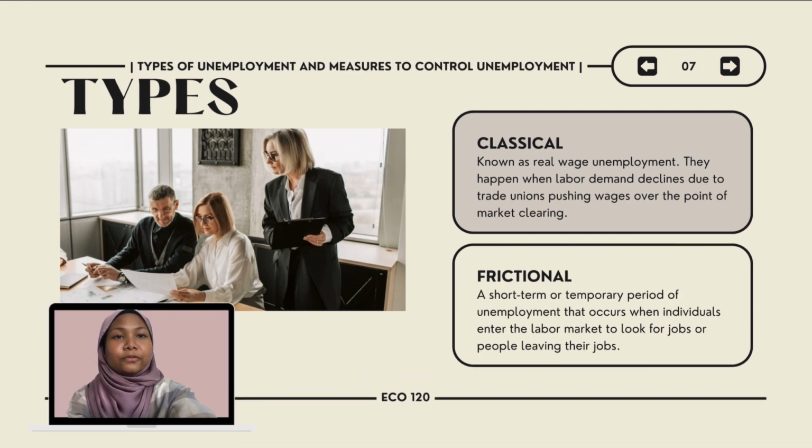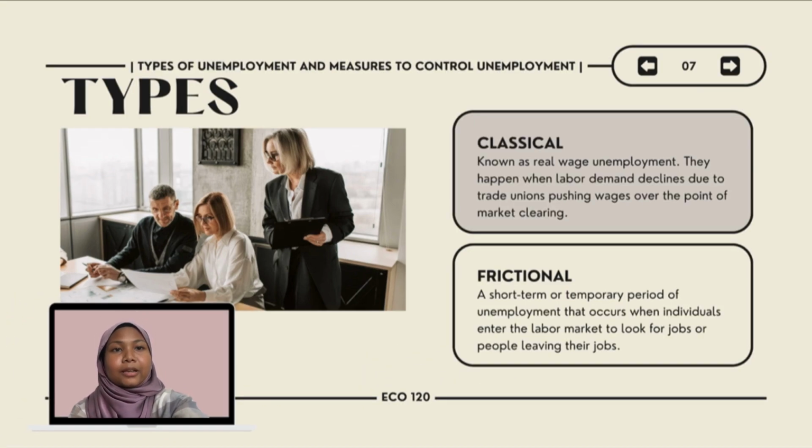Types of unemployment. The first type is classical unemployment. Classical unemployment is also known as real wage unemployment. It happens when labour demand declines due to trade unions pushing wages over the point of market clearing. Government minimum salaries are a common cause of classical unemployment.